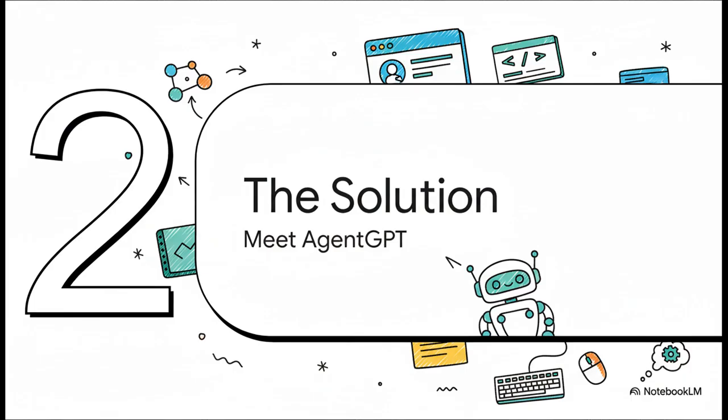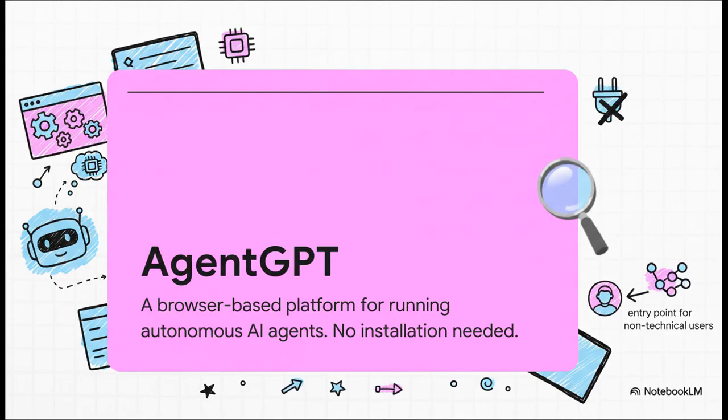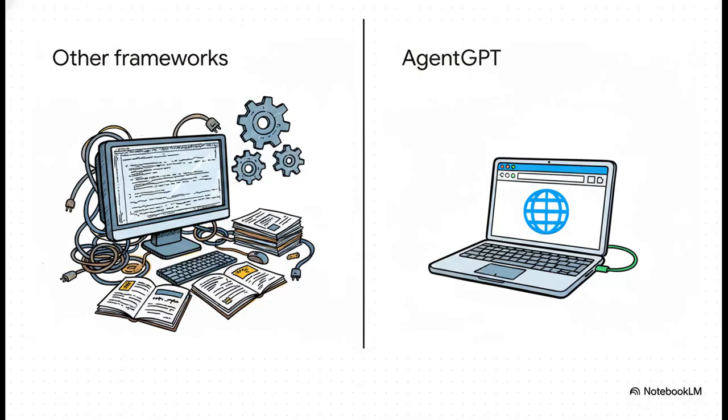Let's talk about AgentGPT. Okay, so what is it? AgentGPT is a platform for creating these autonomous agents that works entirely in your web browser. And that last part is the real game changer. No installation needed. You just go to a website and you can get started right now. Here's the easiest way to think about the difference. Most AI frameworks are like heavy-duty software you've got to download, install, and configure. It takes time, it takes technical effort. AgentGPT? It's like a web app you already use every day. Think Google Docs. You just open a new tab, and it just works.